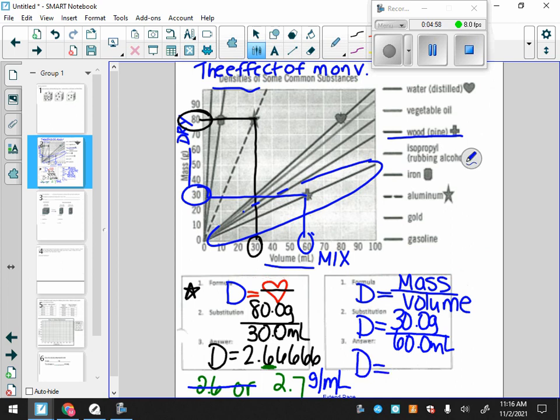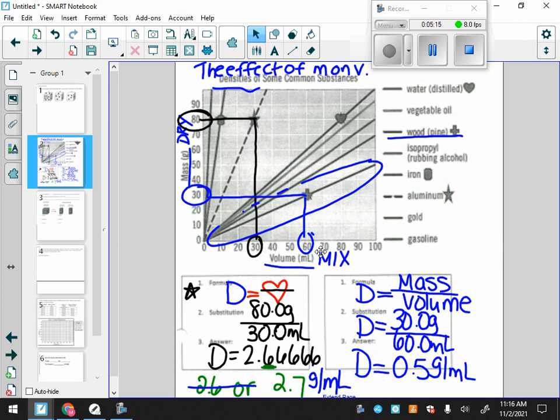When you divide, what number goes in the calculator first? The 30. 30.0 grams divided by 60.0 milliliters, your answer is going to be 0.5 grams per milliliter. Look at the line. This line is lower. What does that tell you? It has a lower density.